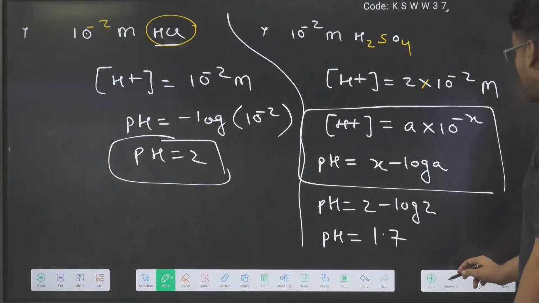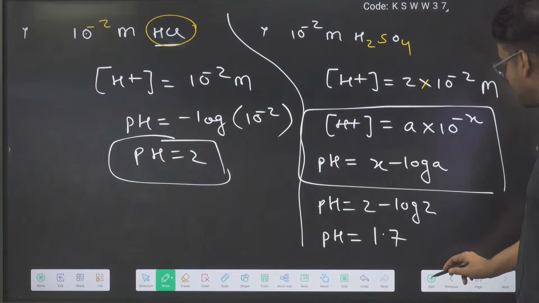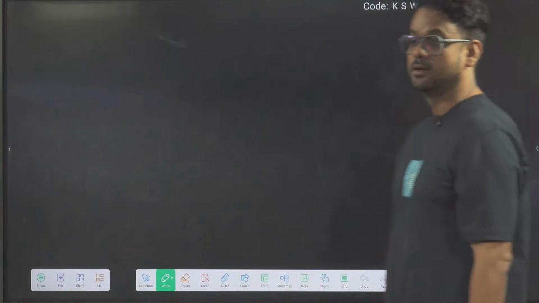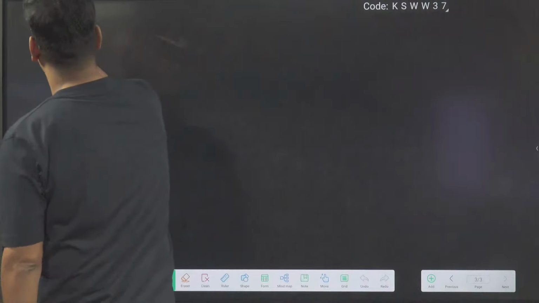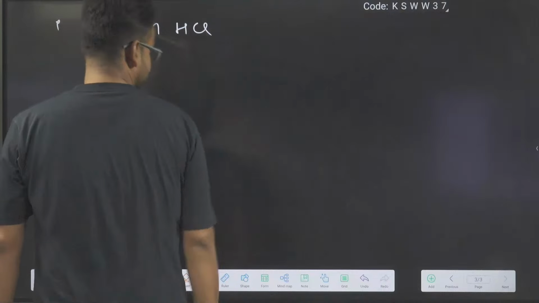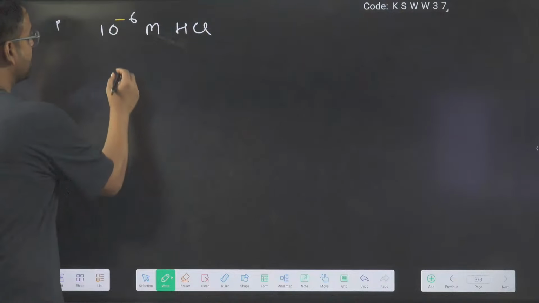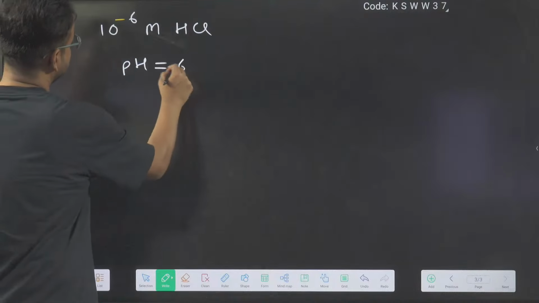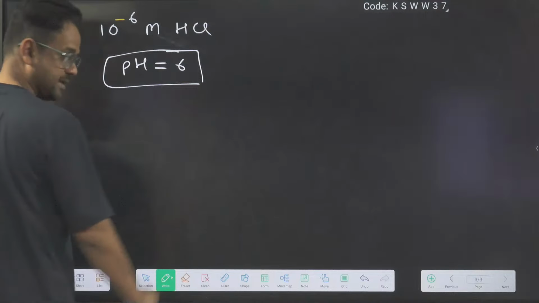Okay, so now this story will go on till 10 to the power minus 6 molar HCl. Till 10 to the power minus 6 molar HCl, pH would be how much, everybody? 6. pH would be 6.